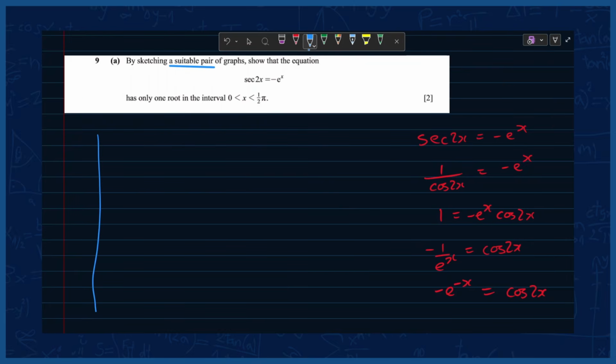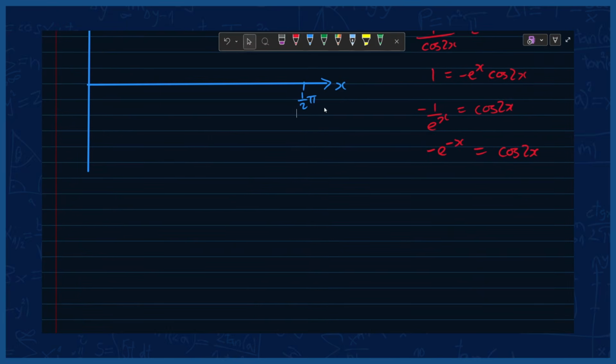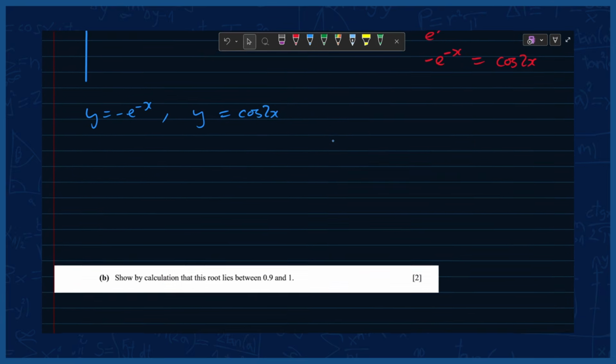So let's draw our plane. So I've got a y-axis, I've got an x-axis, and I know we are going up to 1 over 2 pi. Which graph should we start with? So the two graphs we're going to sketch are y is equal to negative e to the negative x and y is equal to cosine of 2x. Right. We can start with the exponential one.